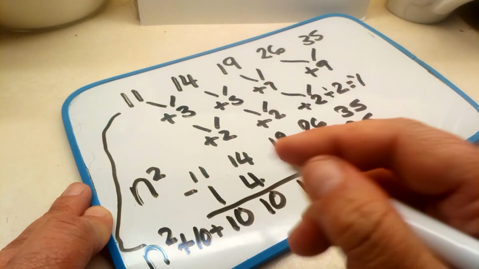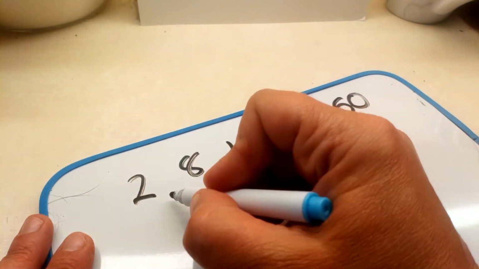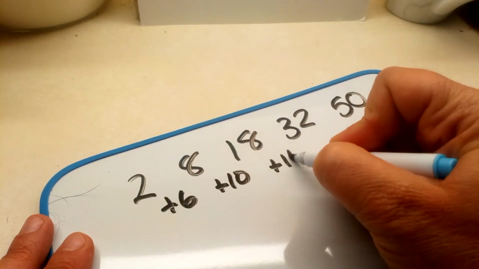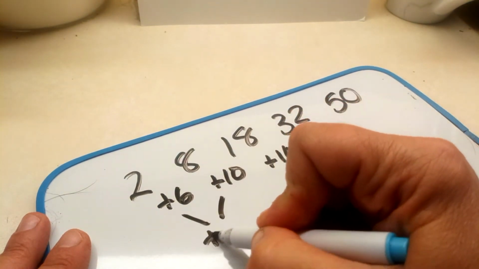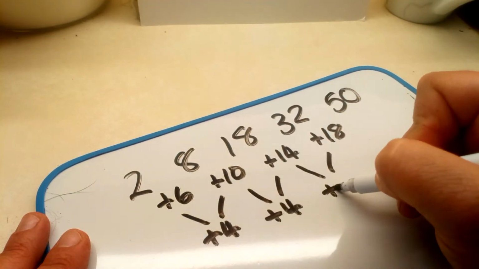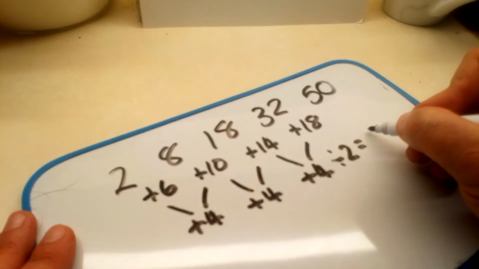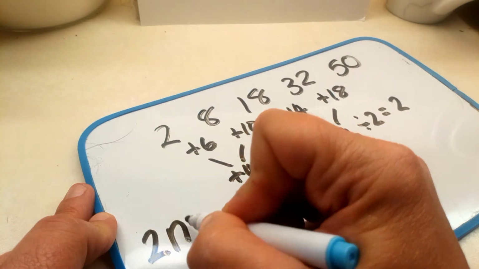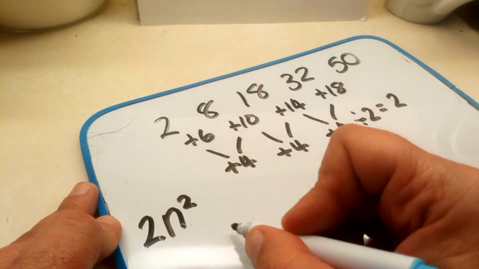Okay, let's try one more. Okay, final one. So work out the difference: plus 6, plus 10, plus 14, plus 18. The difference between them this time is plus 4, plus 4, plus 4. Divide that difference in half by 2, and that gives us 2. So the first part of our nth term is 2n squared.